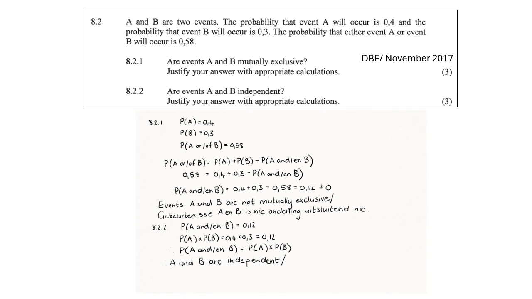Let's look at the mark allocation. For this question, you get 1 mark for 0.4 times 0.3. 1 mark for the probability of A and B equals the probability of A times the probability of B. And then 1 mark for the conclusion.